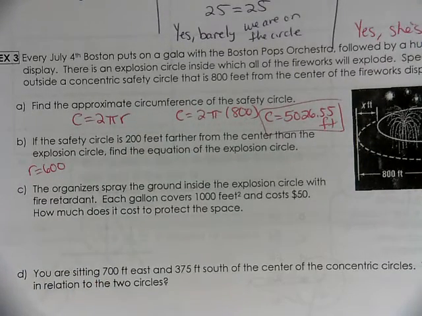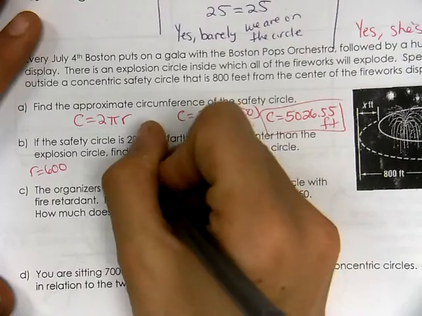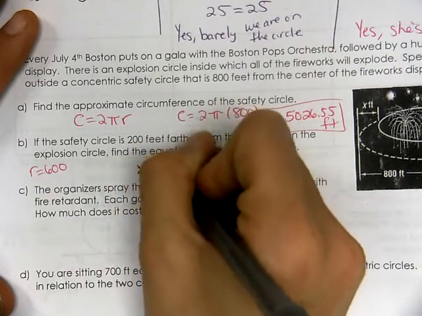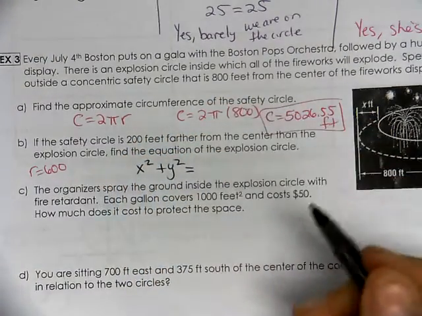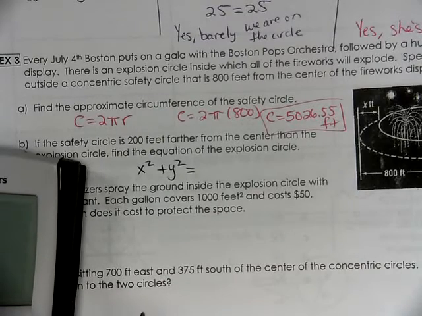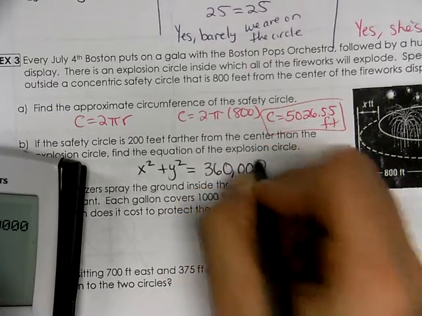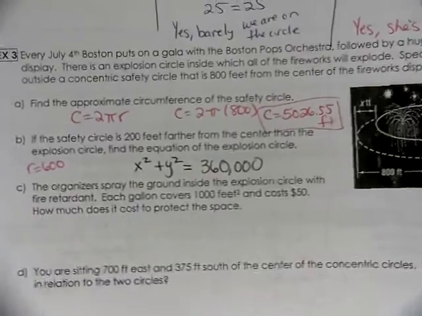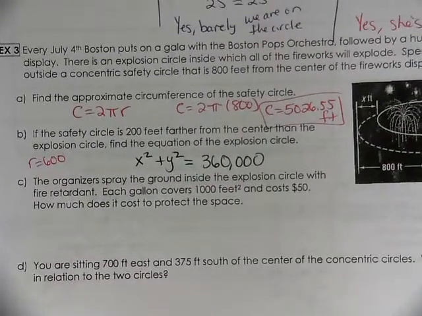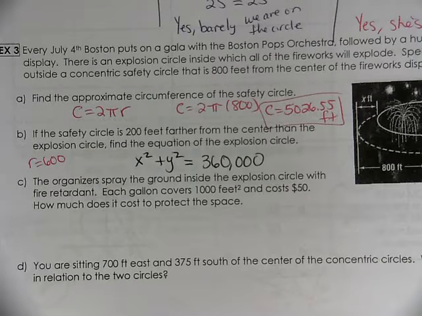We're going to just assume that the center is 0, 0, because it's not on a graph. So the equation would be x squared plus y squared equals 600 squared, which is a real big number. 360,000. That's going to come in handy later, I think.